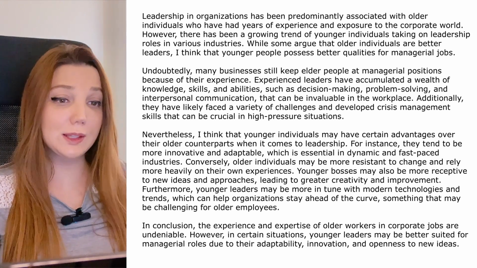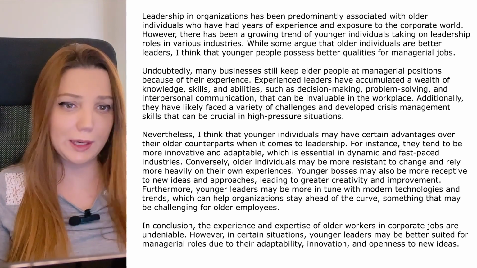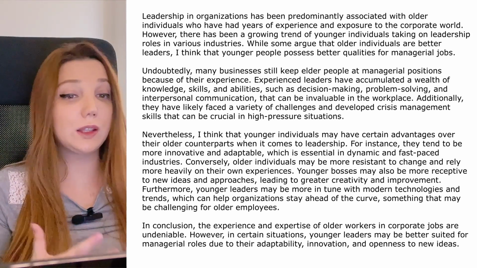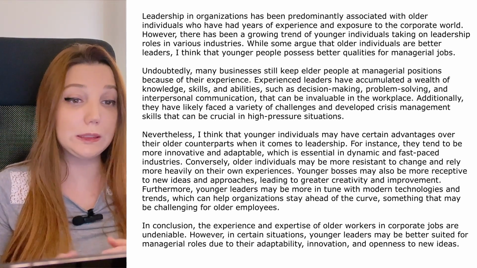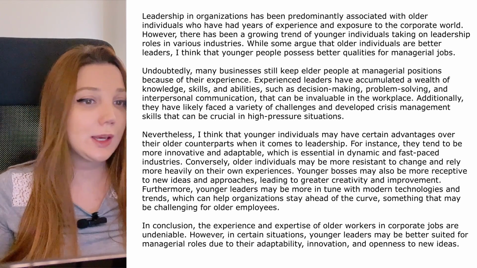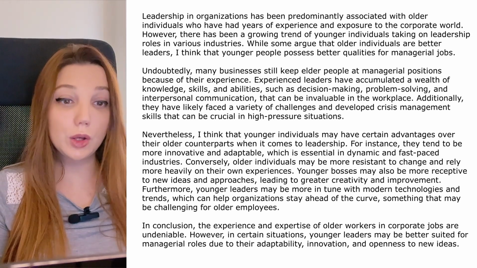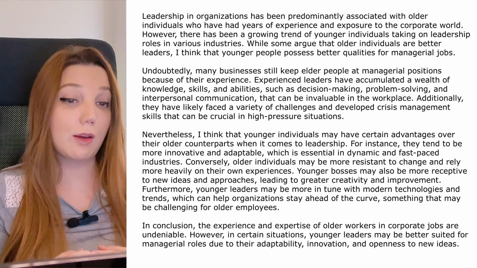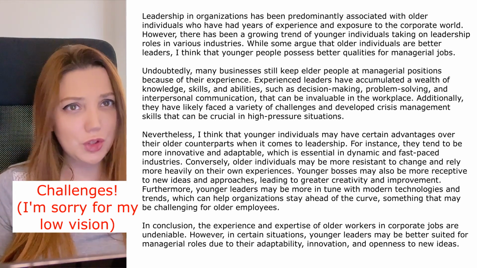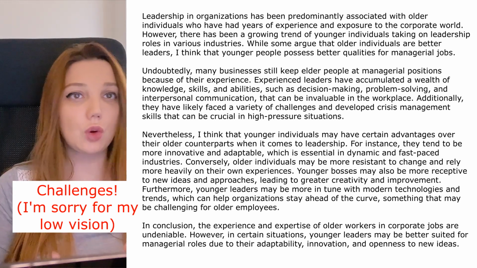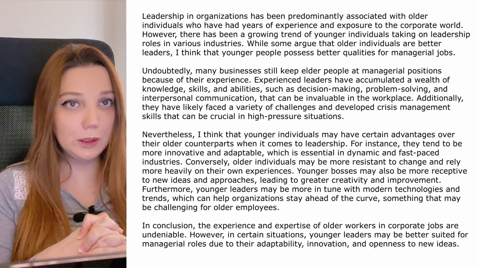Undoubtedly, many businesses still keep elder people in managerial positions because of their experience. This is my idea. And I explain that these experienced people have a wealth of knowledge, skills, abilities, decision-making, problem-solving, and so on. And it can be invaluable in the workplace. And also they have faced a variety of changes and developed crisis management, which is also very important for jobs. So I have admitted that older people are good.